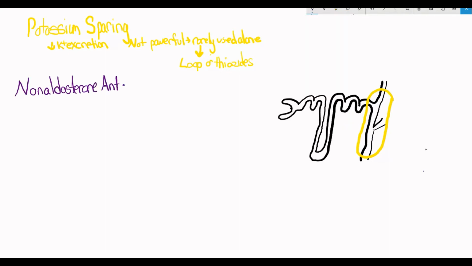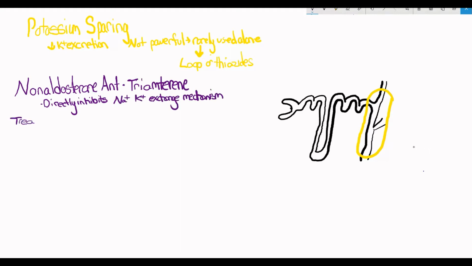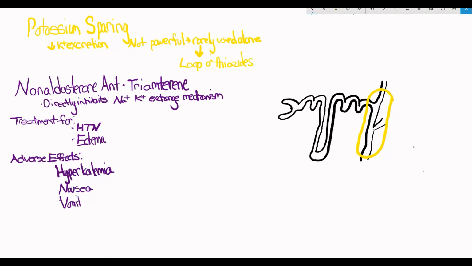The other category is non-aldosterone antagonists, like triamterene. These directly inhibit the sodium and potassium exchange mechanism, so you have a response within several hours. It's used to treat hypertension and edema. Side effects include hyperkalemia, nausea, vomiting, dizziness, and leg cramps.